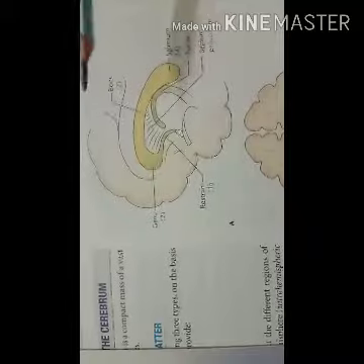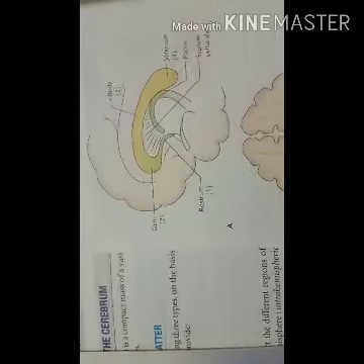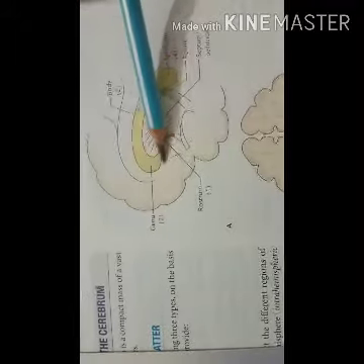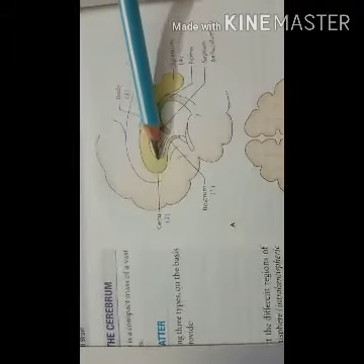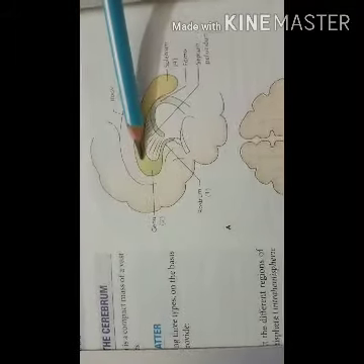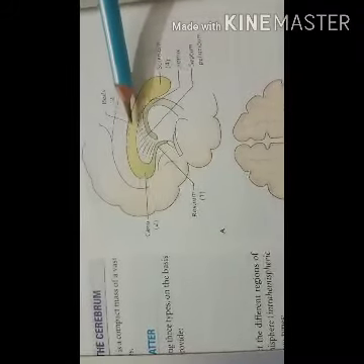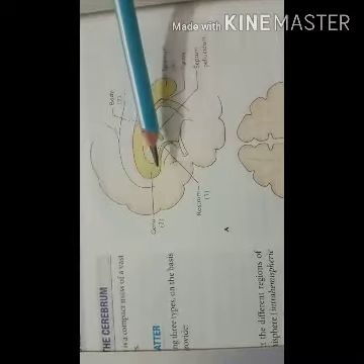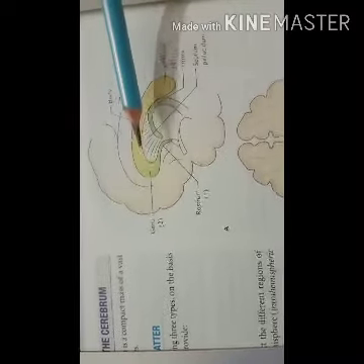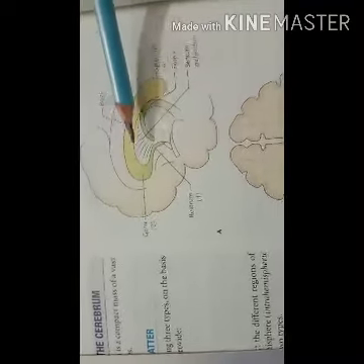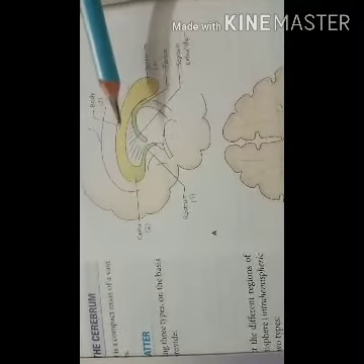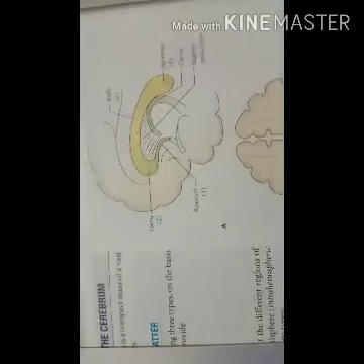Then the parts of the corpus callosum. First, the genu. The genu is the anterior end of the corpus callosum and is located 4 centimeters from the frontal pole. It is related anteriorly to the anterior cerebral arteries and posteriorly to the anterior horn of the lateral ventricle.